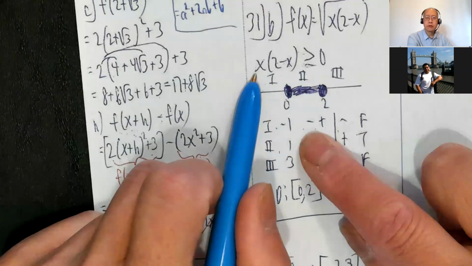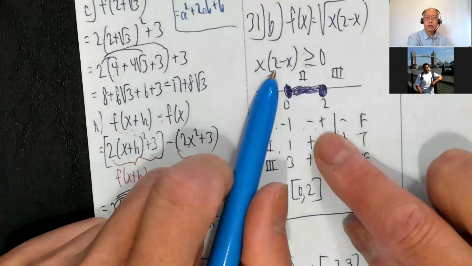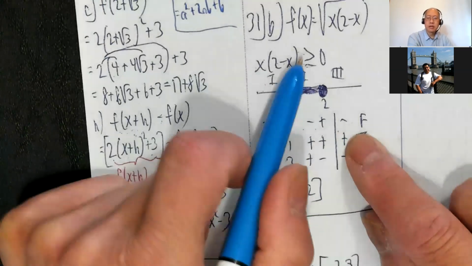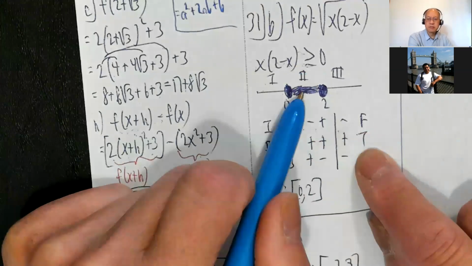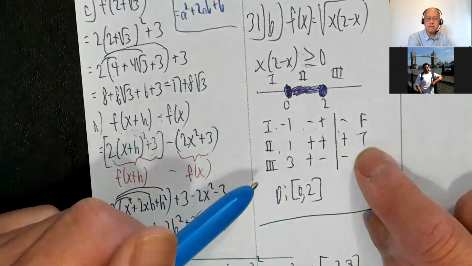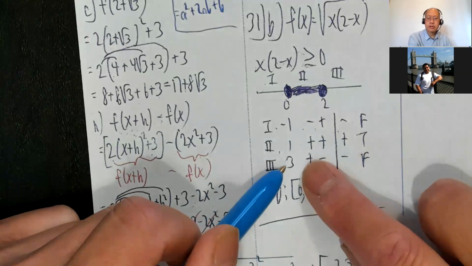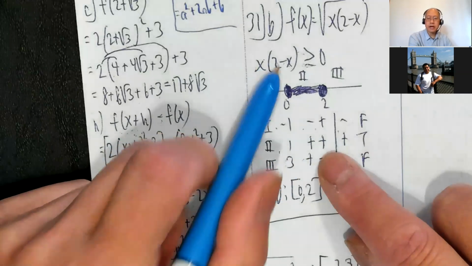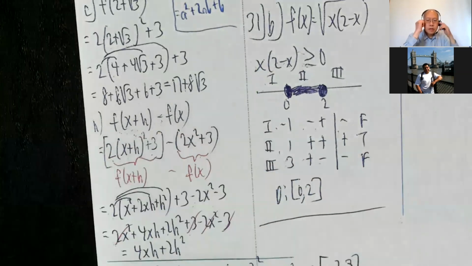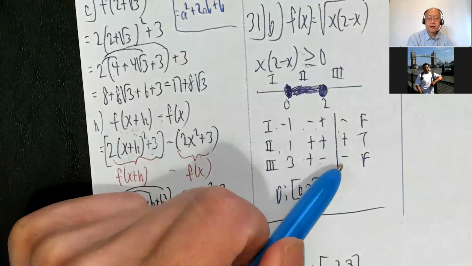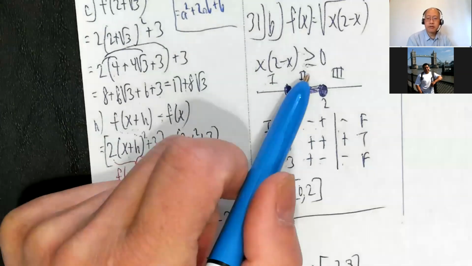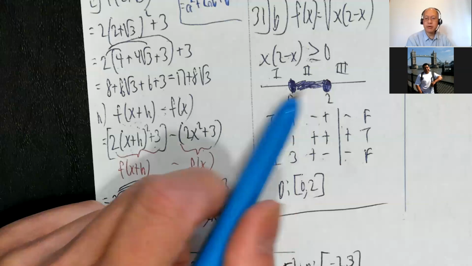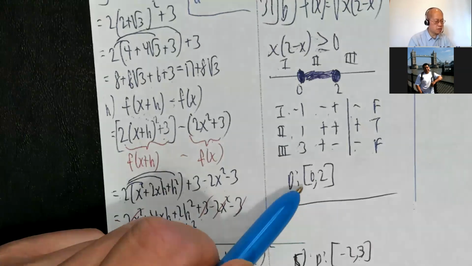Region 2, plug in 1. 1, positive. 2 minus 1, positive. Positive times positive is positive. Positive greater than or equal to 0, true. Shade in. Region 3, 3, positive. 2 minus 3, negative. Positive times a negative, negative. Is a negative greater than or equal to 0? No, that's false. Do not shade that in. So I just shade in region 2 and the endpoints. So the domain is bracket 0, 2, bracket.